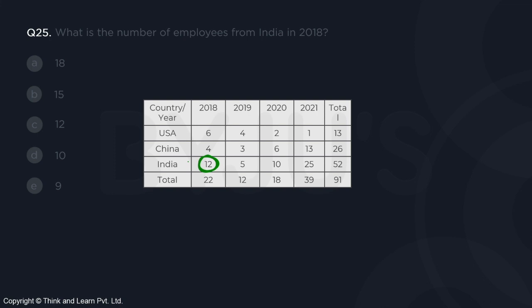I have written these values in a reverse order here. I have taken the countries on the left hand side, years on the top, whereas in the table that we made, we wrote the countries above and the years on the left hand side. Do not be confused by that.